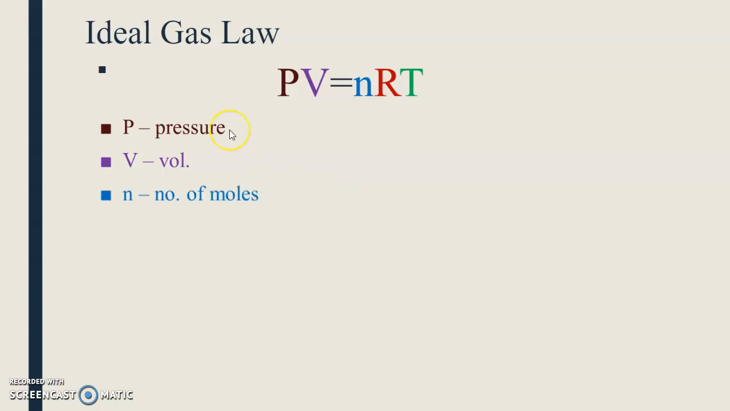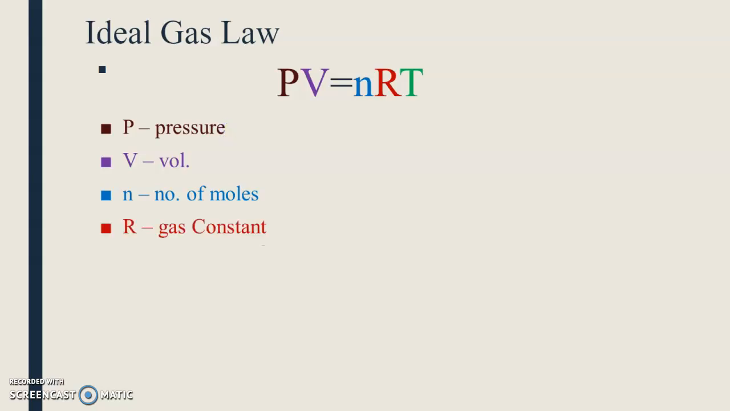Your n, your number of moles, that's something that we haven't incorporated this entire time. We've held the number of moles constant in all of the four previous types of gas laws. This one, we're actually incorporating it. And your number of moles, the unit will be moles. All right. And then your R.